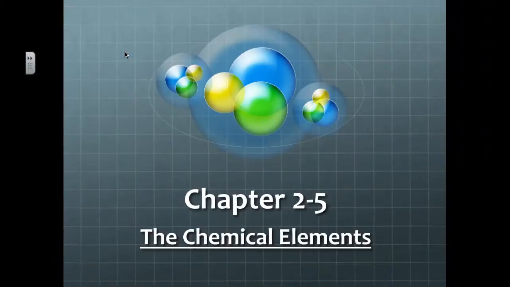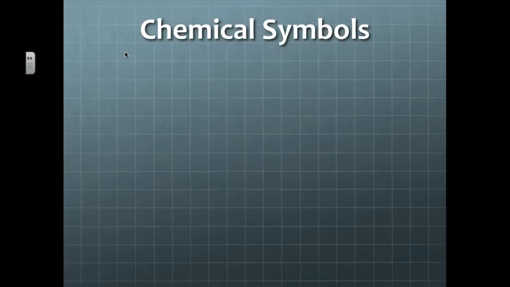Chapter 2, Section 5, the chemical elements. This will be a very short section. So for the chemical elements, we're specifically going to look at chemical symbols. So what makes up a chemical symbol?